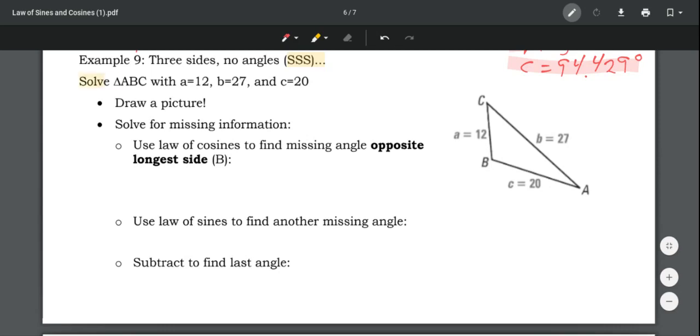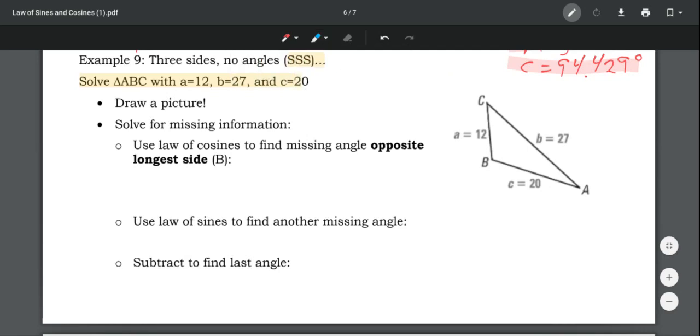So here we're given a triangle. We're given three sides. All right. And what do we want to be aware of? We are going to start by using law of cosines. Now, again, it says draw a picture and solve for the missing information. The key thing when we have a problem with SSS is that we always solve for the longest side first.